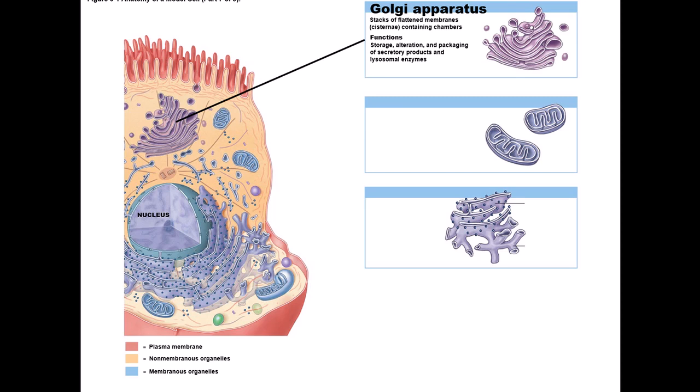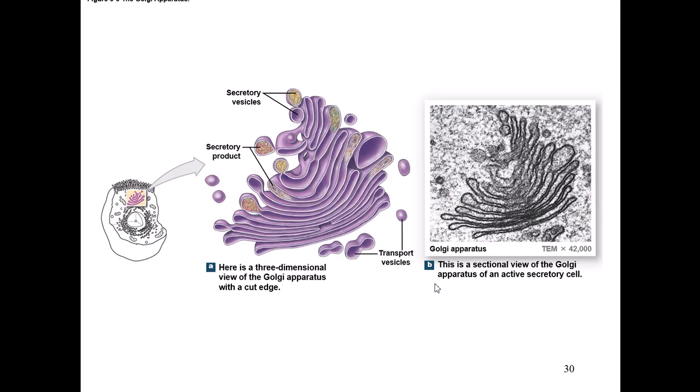And here's a picture from your book. You can see just here's the ER, here's the Golgi apparatus. This would be the forming face, and here's all the folds right here. This would be the maturing face, and then these would be the secretory vesicles right here. And you can see here's a secretory vesicle actually blending with the cell membrane, and this is where exocytosis would take place. Again, just a blow up.